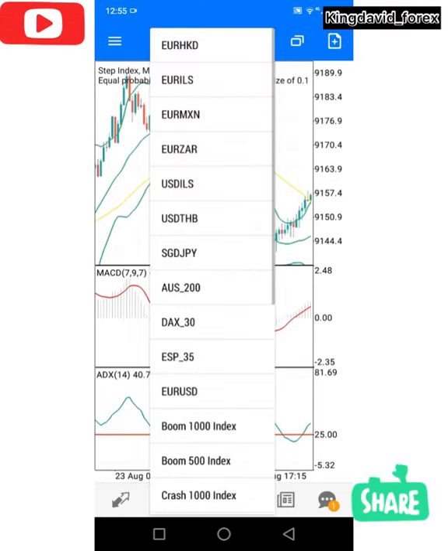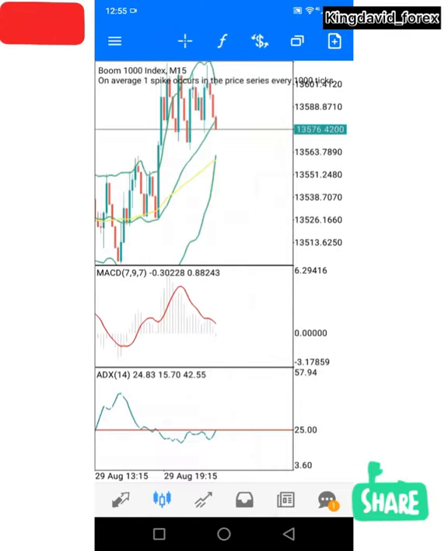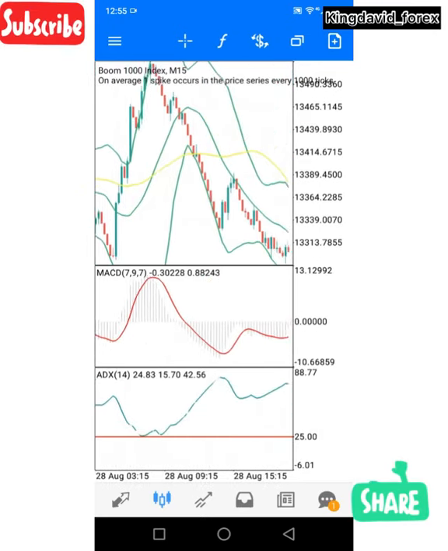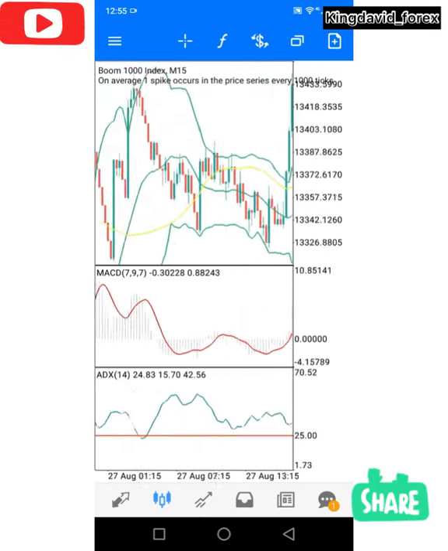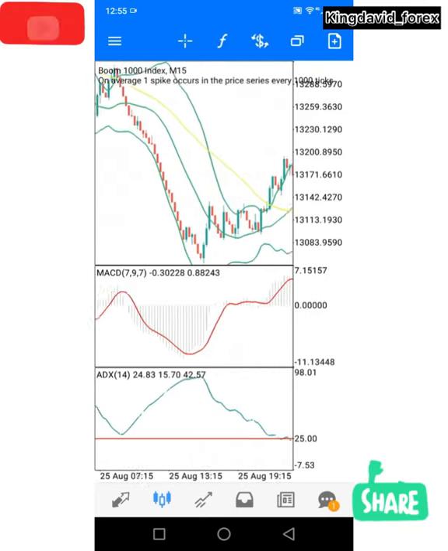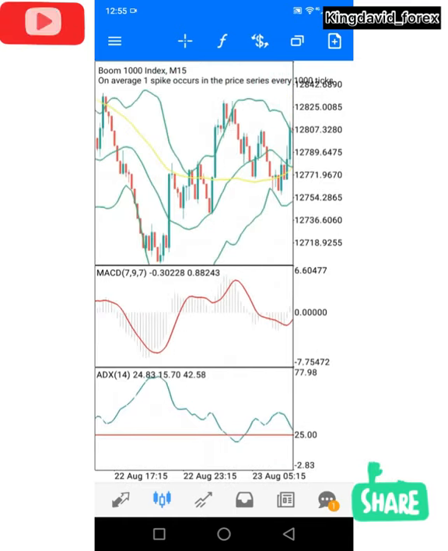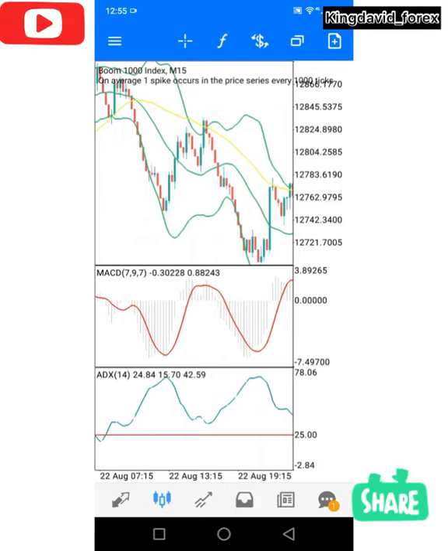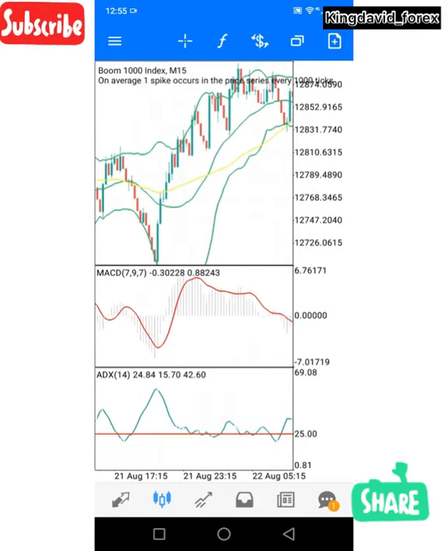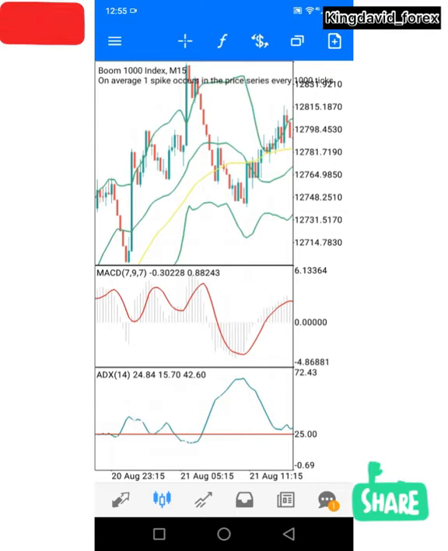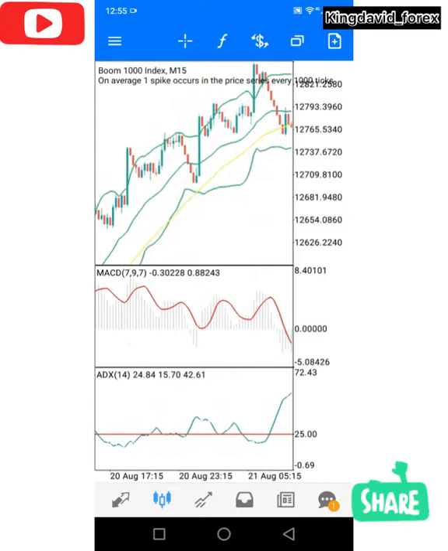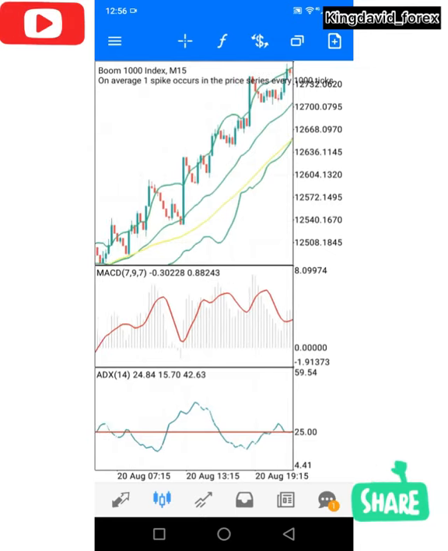Even on boom and crash, let's check out boom and crash. This is boom. But you guys, I don't really place much trade on following the trend on the market, so I like to predict spikes. But this can still assist you to predict spikes. It's also a powerful way to predict spikes, depending on how you make it.